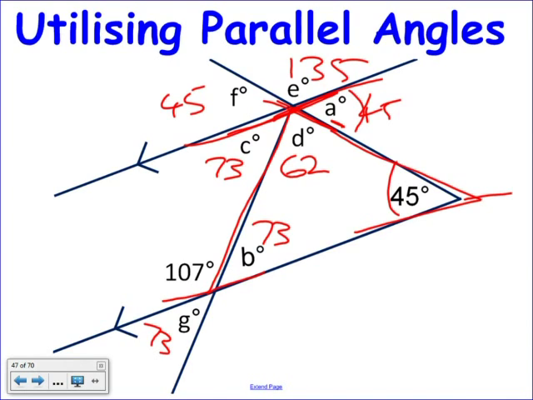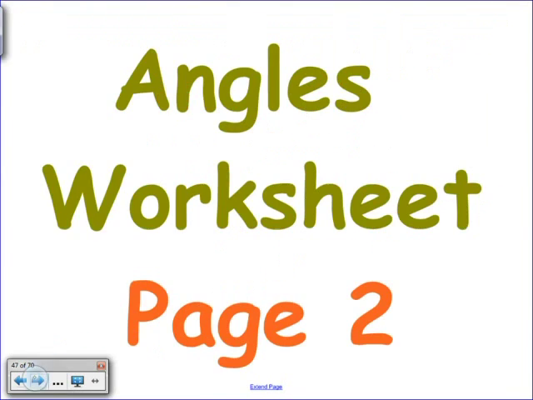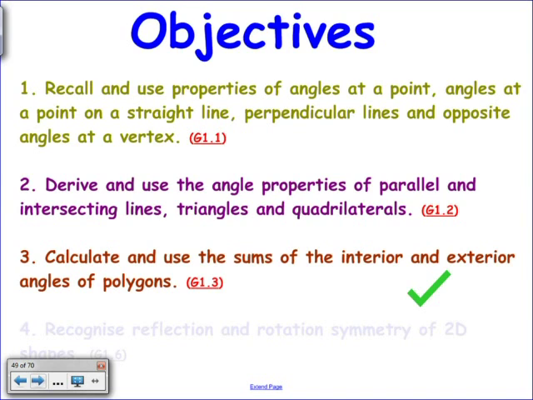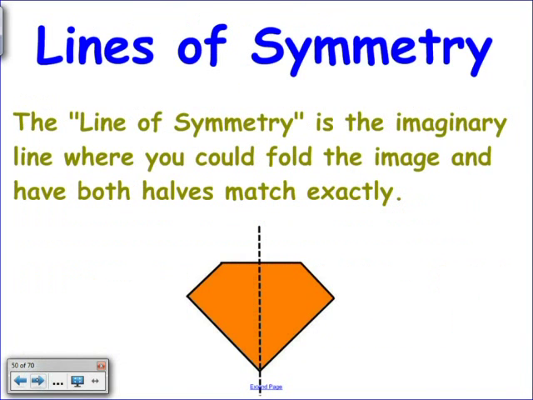Okay. On your worksheet, then, you've got various shapes. Start off with the triangles on the first page that you didn't do earlier, and then turn the page over, and you've got some more complicated shapes. So that's the third of the 3 objectives done. We're just going to finish the lesson off with 10 minutes on something called line of symmetry and rotational symmetry.